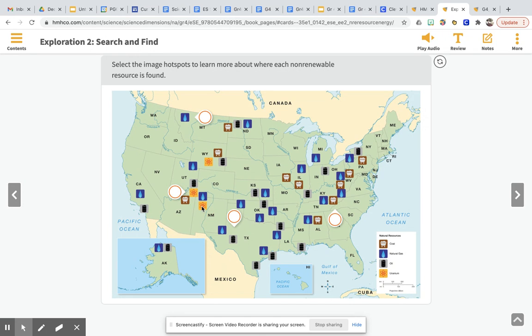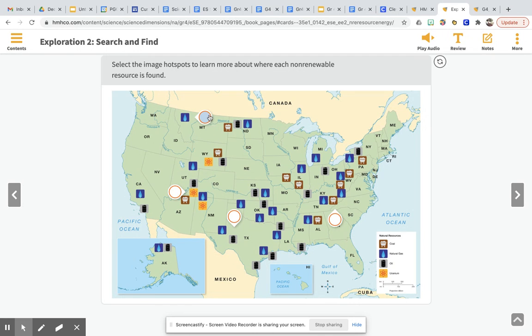And so before I begin clicking on each of these tabs, I want you to pause and just have some conversation around what you may notice about where these resources are located. Does it appear that there's more of certain types of resources in certain regions of the United States? Do we notice that there are regions that may not have a certain resource or any resource at all? And so pause for a second and have some conversation around what you notice when looking at this map.